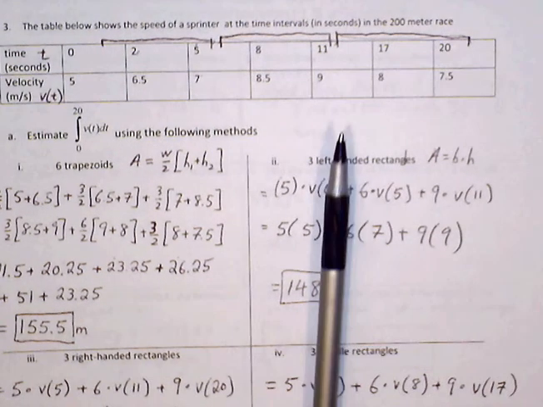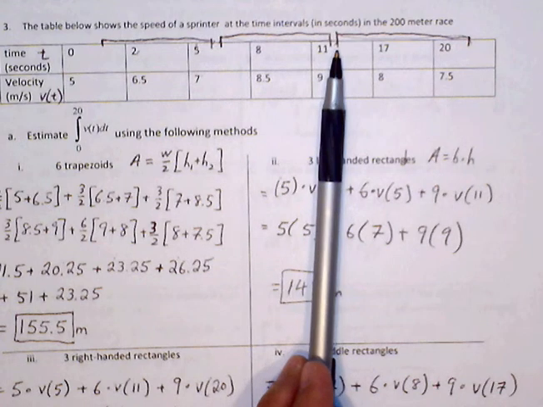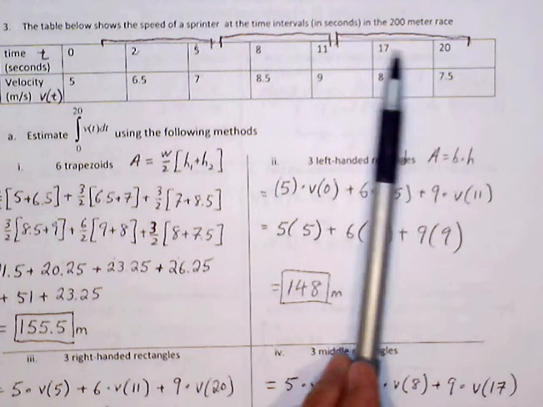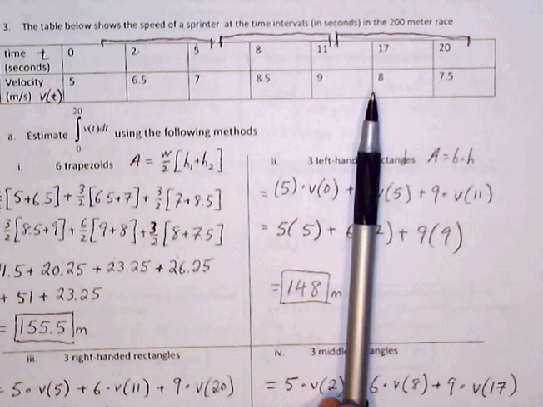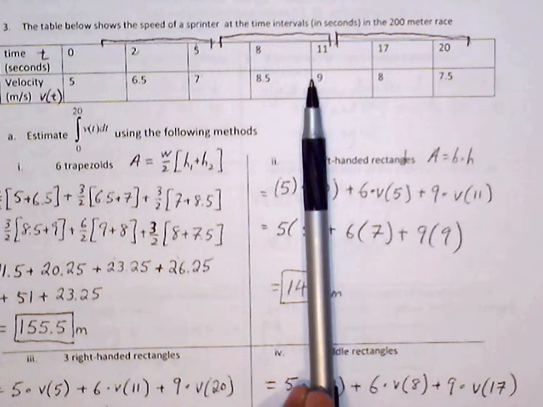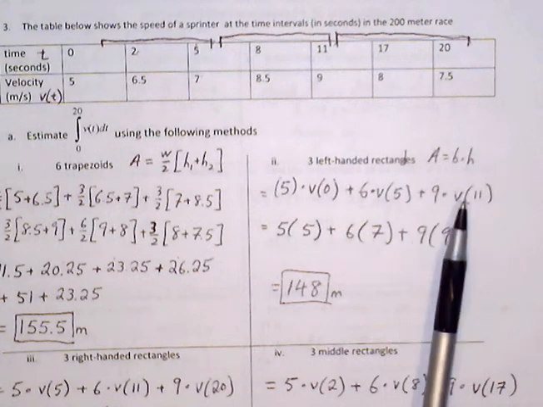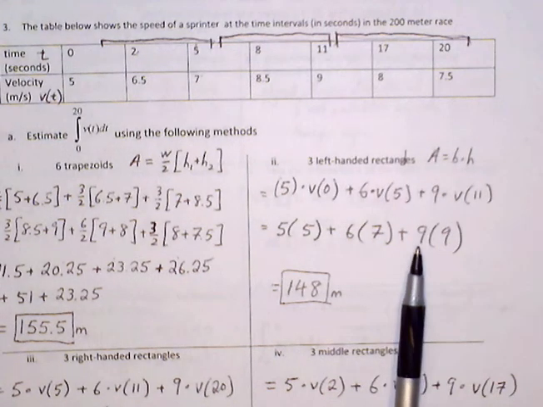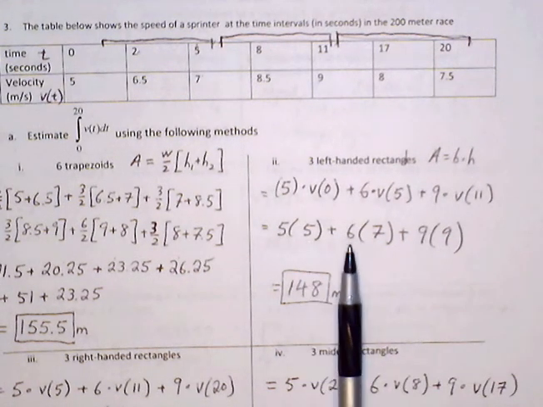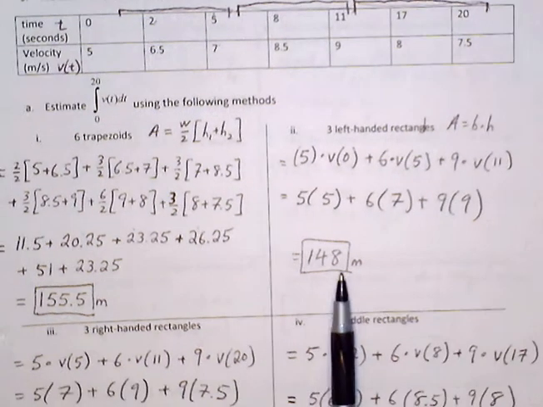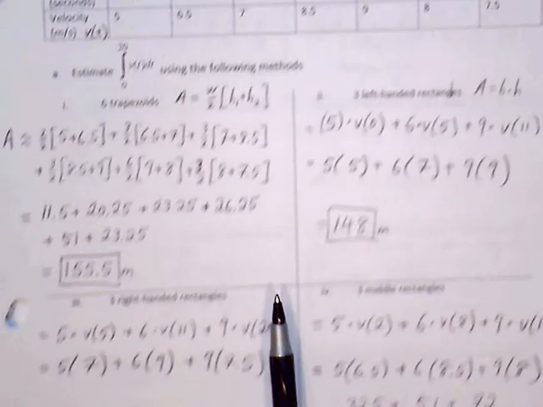And finally, my third interval is between 11 and 20, so 20 minus 11 is 9, so that's my width. And I'm going to choose the height based off of this left endpoint, so v of 11 is equal to 9. So multiply this out, 25 plus 42 plus 81 gives 148 meters.